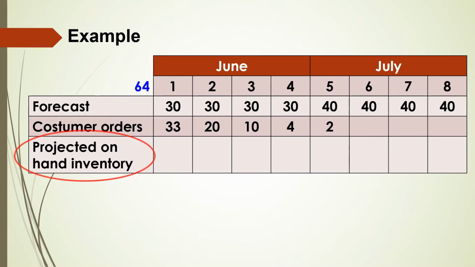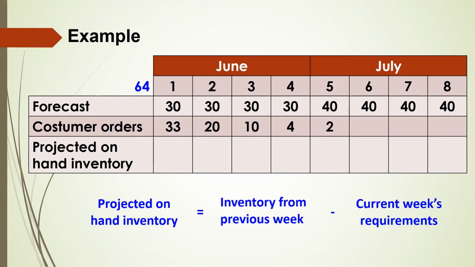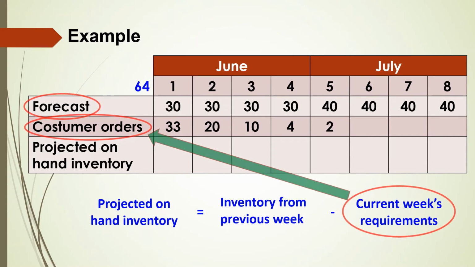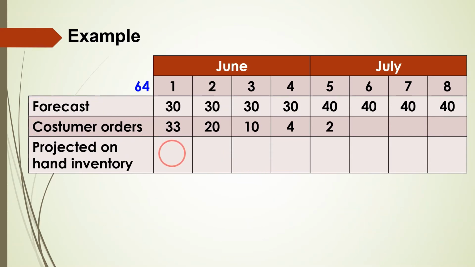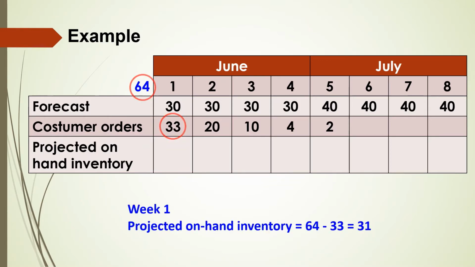The projected on-hand inventory is calculated as follows. Projected on-hand inventory equals inventory from previous week minus current week's requirements, where the current week's requirements are the larger of forecast and customer orders. For the first week, projected on-hand inventory equals beginning inventory minus the larger of forecast and customer orders. Because customer orders are larger than the forecast, the customer orders amount is used. Thus, for the first week, we obtain projected on-hand inventory equals 64 minus 33 equals 31.